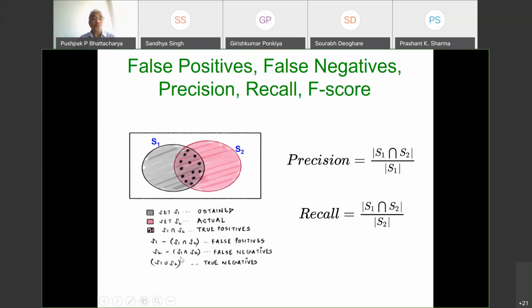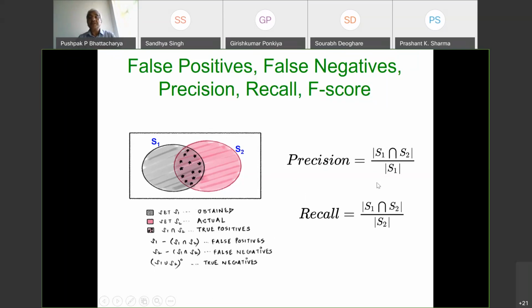Similarly, S2 minus this intersection region, this half moon red region, this is the false negative region. And what is the true negative? True negative is the whole universe minus S1 union S2. So this is the true negative region.